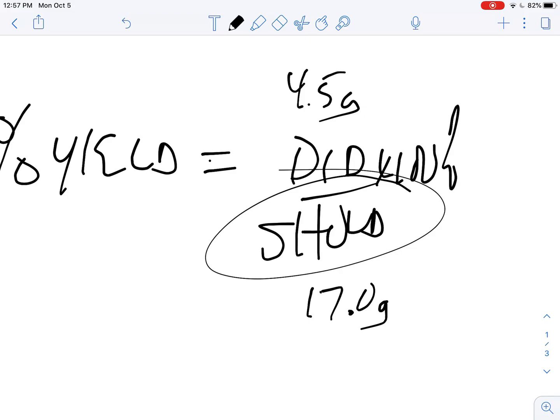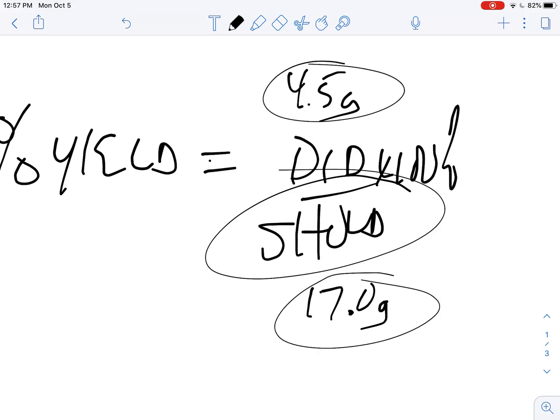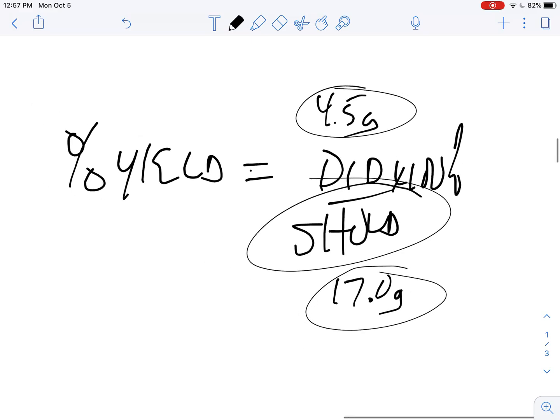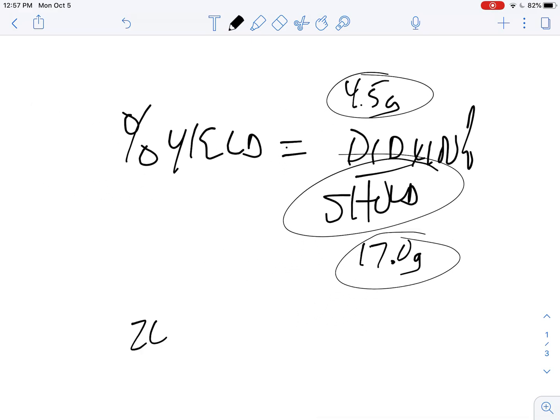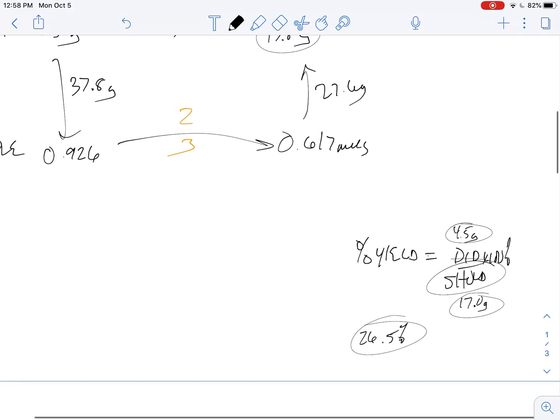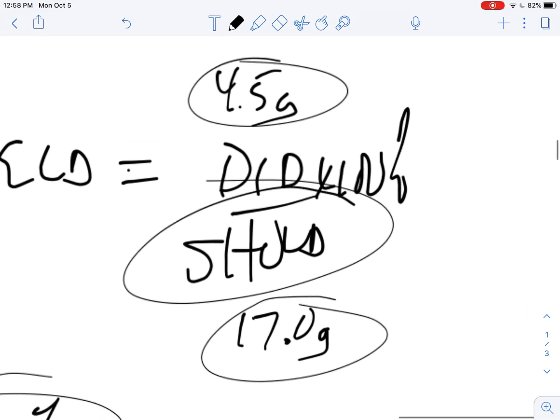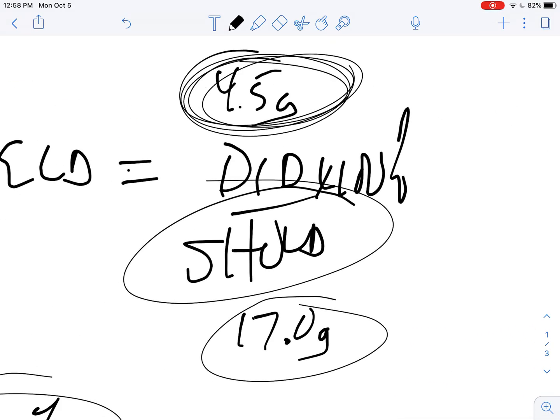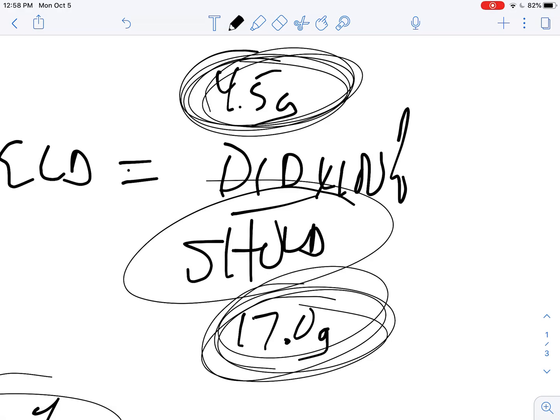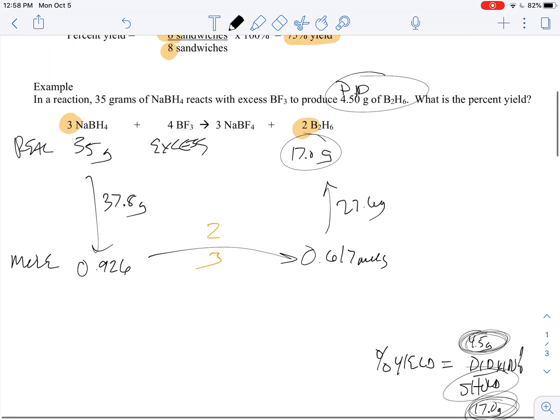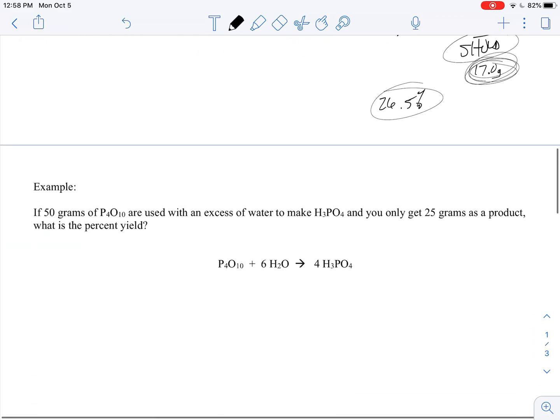But because of whatever factors, I only ended up with 4.5 grams there. So 4.5 out of 17 gets me a percent yield of about 26.5%. So percent yield, they're going to give you the did. You have to calculate the should by using a normal stoichiometric process. Divide the two out and you're done.